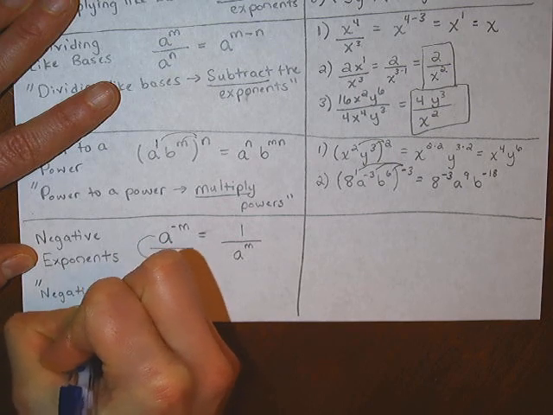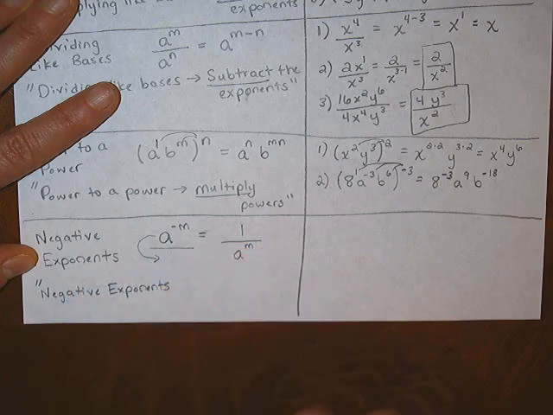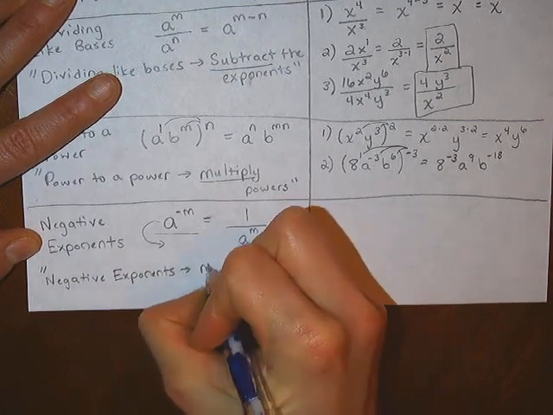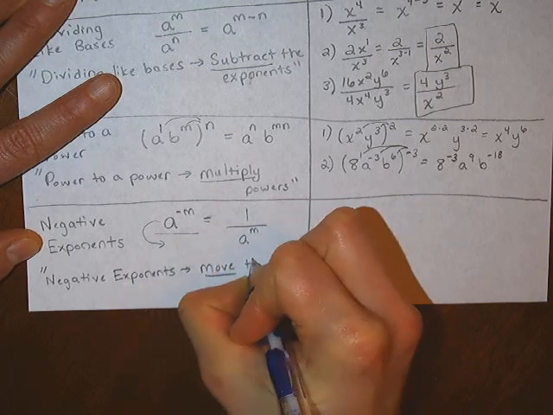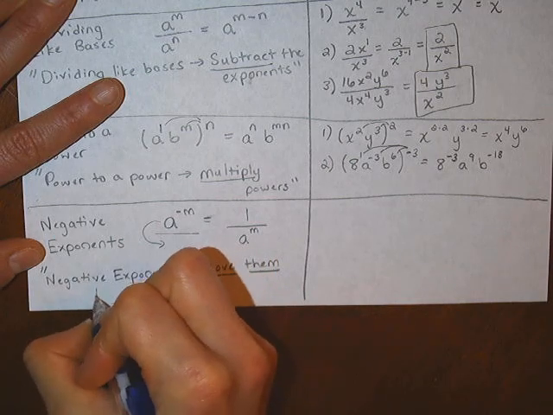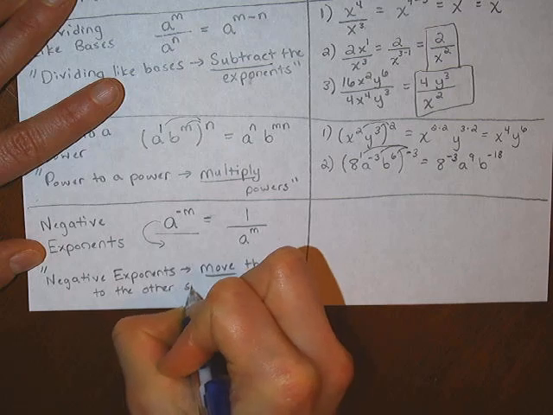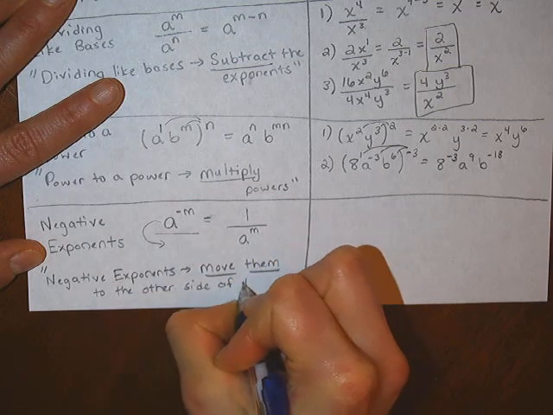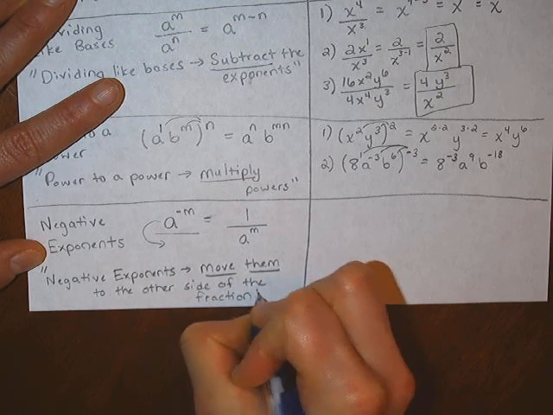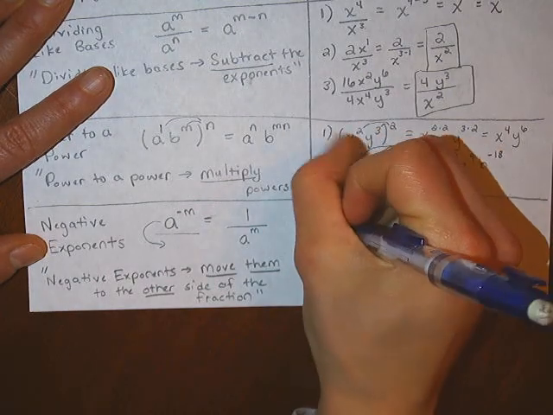Okay, so when you have negative exponents, let's write down this description. If you have negative exponents, then what you're going to do is move them, the base and its exponent, to the other side of the fraction. Okay, so let's practice that.